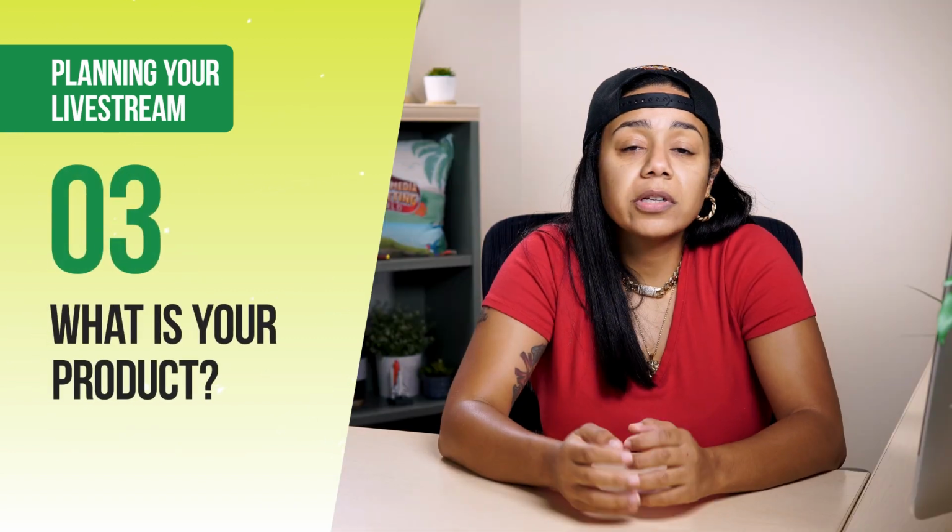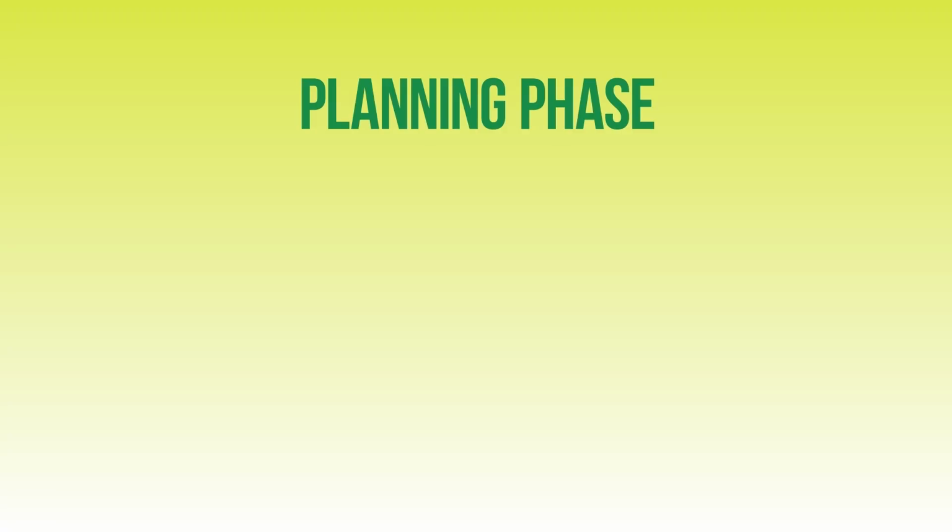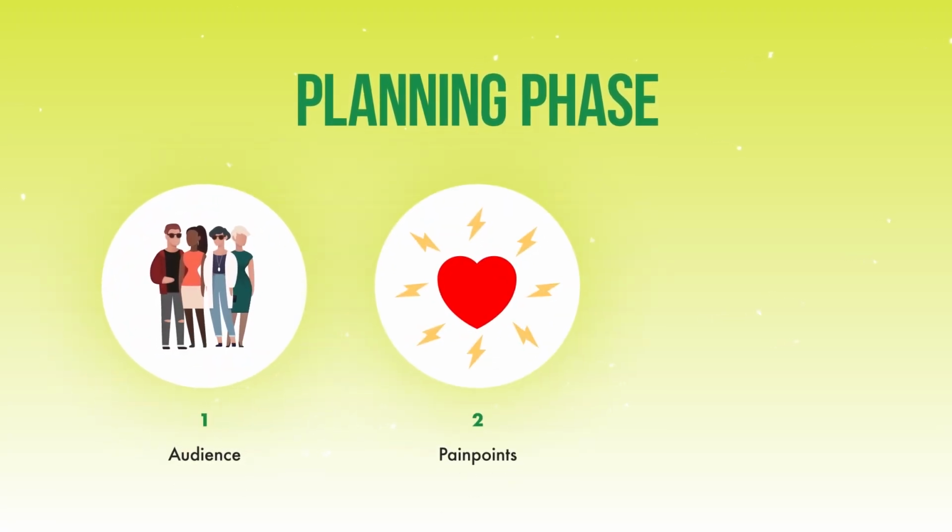3 is going to be what is the product and the service that you're actually going to be selling, because this is what's going to actually bring some money in. This is what's actually going to bring some conversions in. So audience, pain points, product, and service.